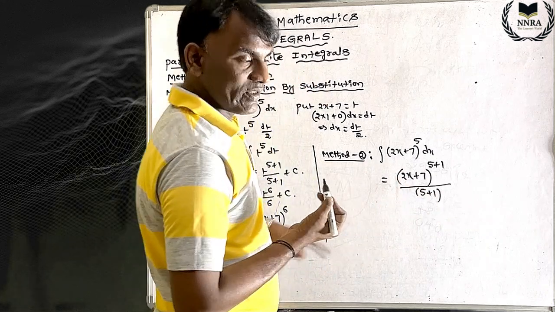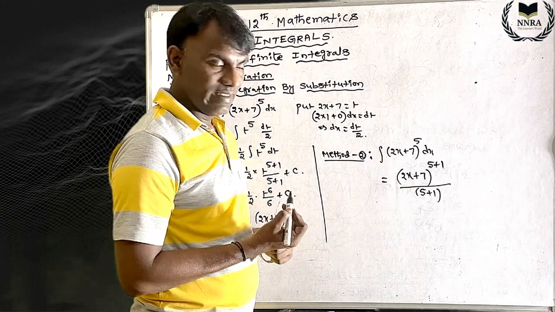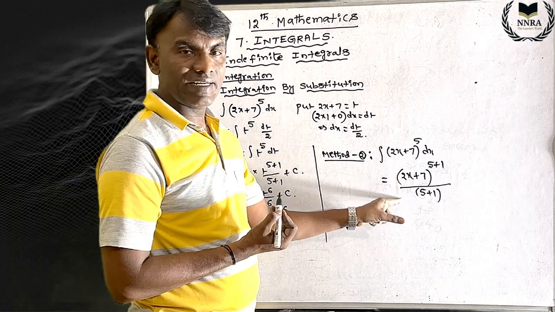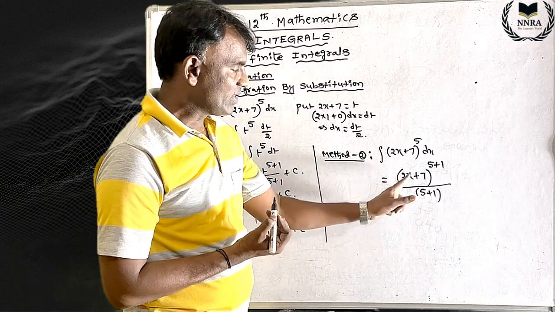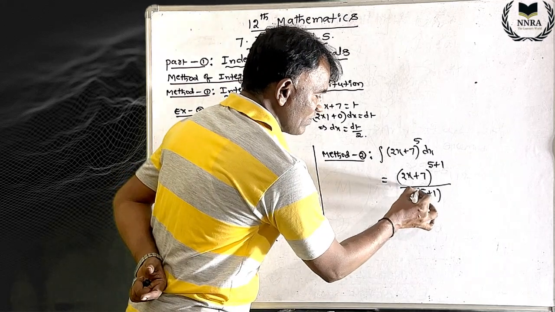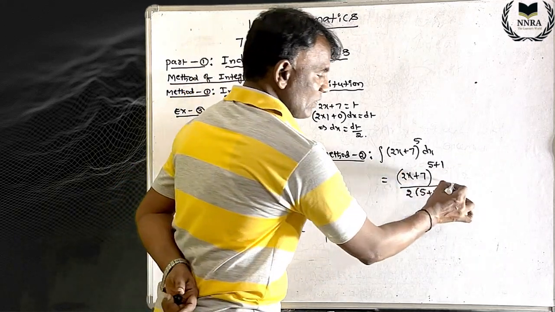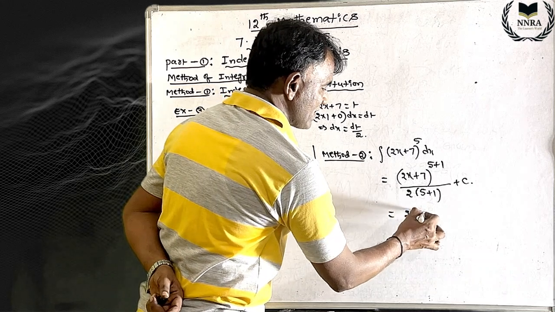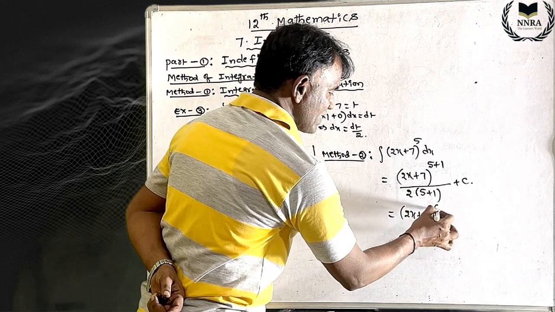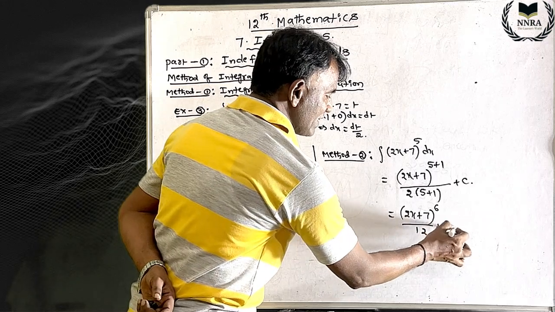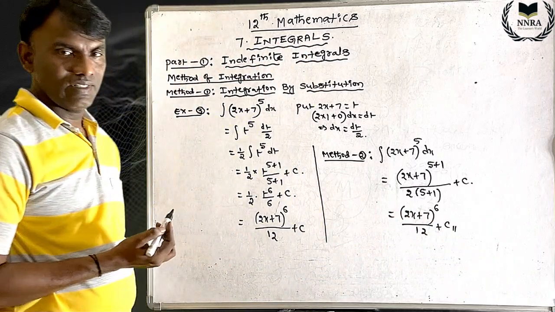And after using that formula, we take that x coefficient and write it in the denominator. What is the coefficient of x here? 2, right? Just write 2 here in the denominator. Okay. Now constant c. So how much is it? 2x plus 7 whole power 6, right? And 2 into 6 is 12. Then constant c. That is the answer.